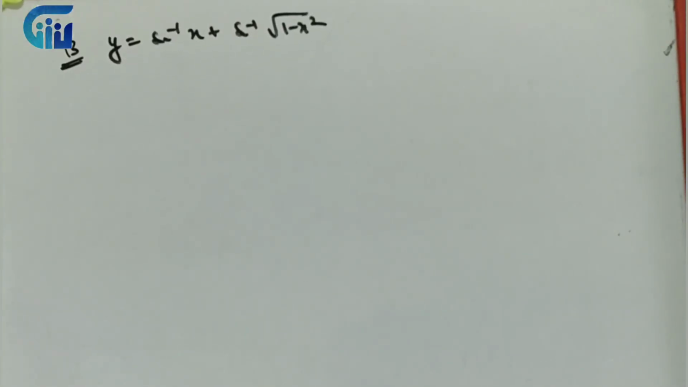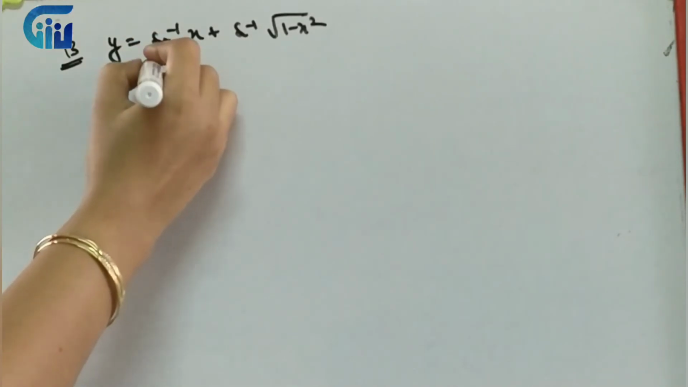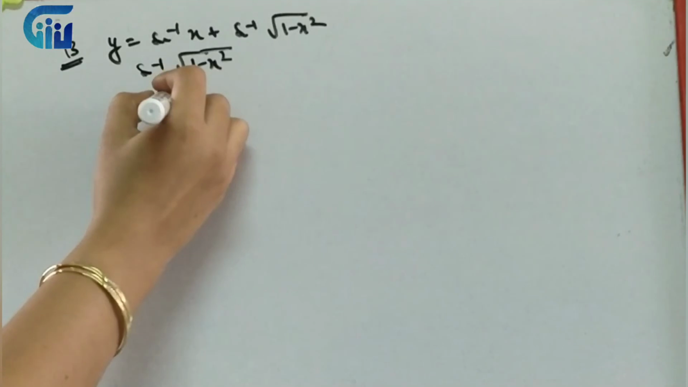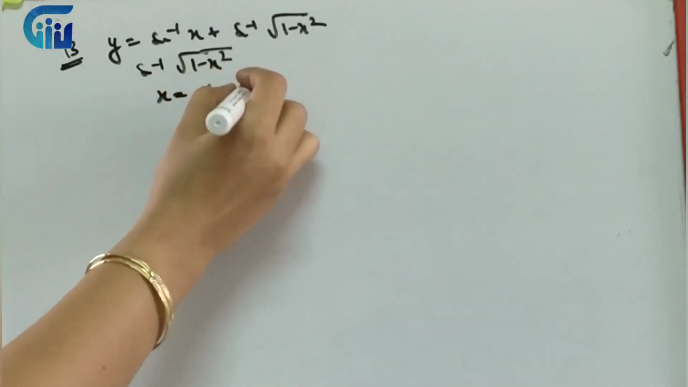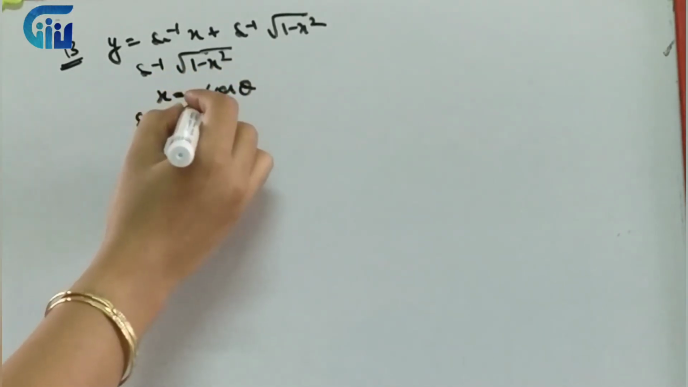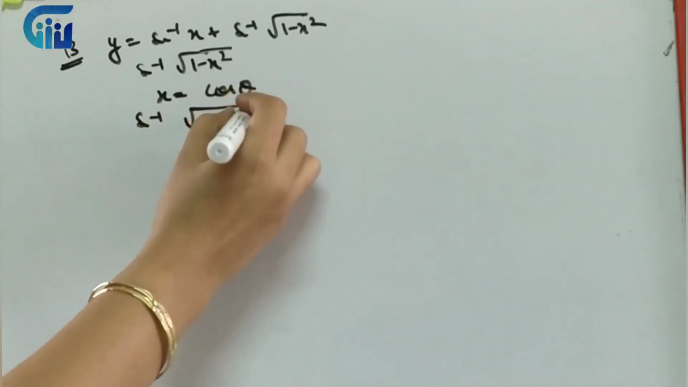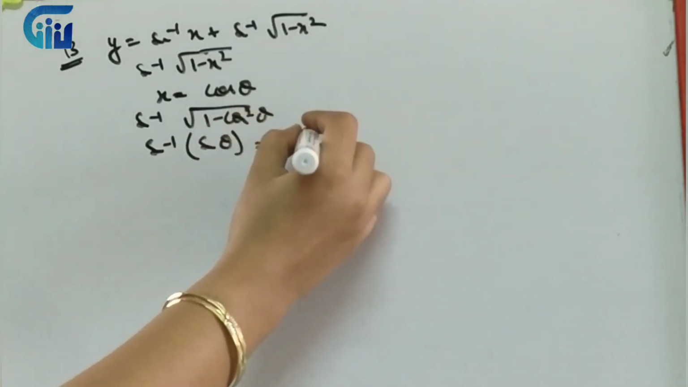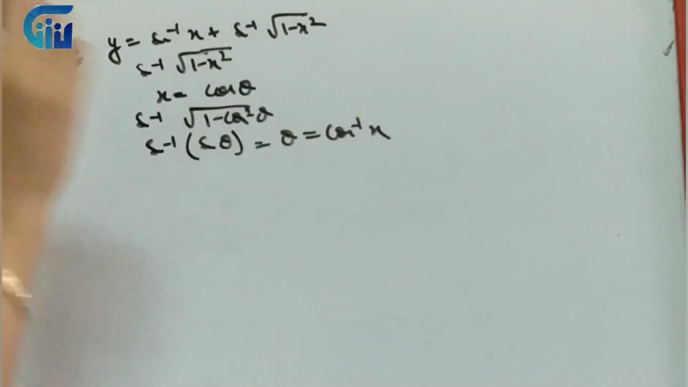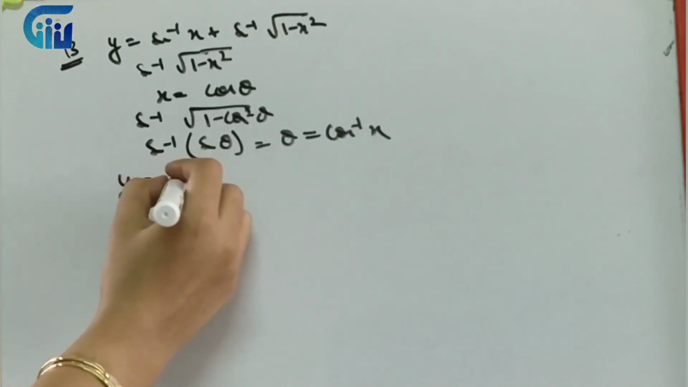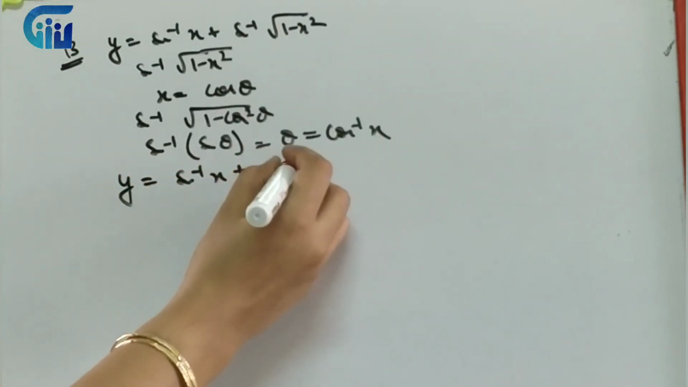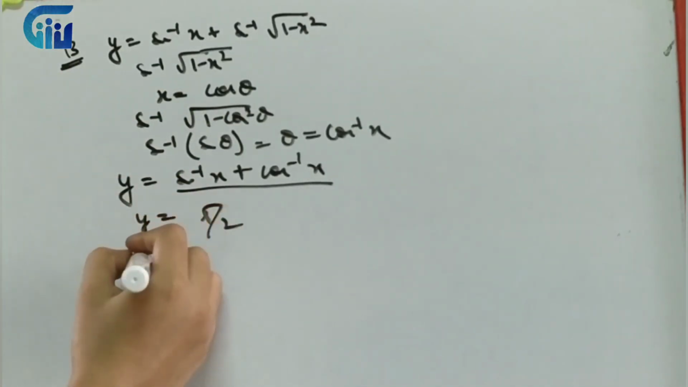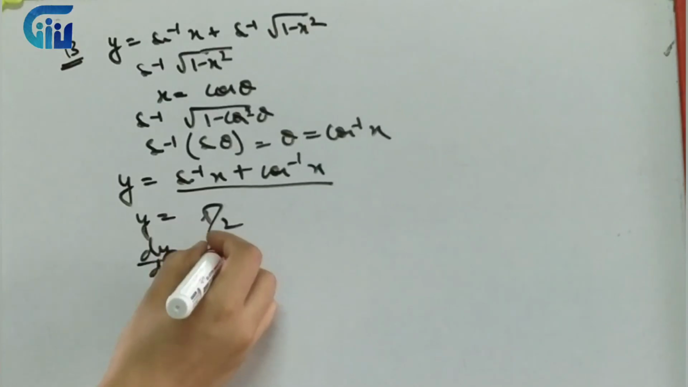Question 13, I really like this particular solution. What I will do for sine inverse, we can do it directly as well, no problem. Just observe this method that I am doing. I'll put x as cos theta. So what will happen? Sine inverse under root 1 minus cos square theta. So it will be sine inverse sine theta. So it is theta. So what is theta? Cos inverse x. So I can write this as cos inverse x. So y will be sine inverse x plus cos inverse x. Now what is the identity that we know? It is pi by 2. So what is the derivative dy by dx? It will be 0. Right?